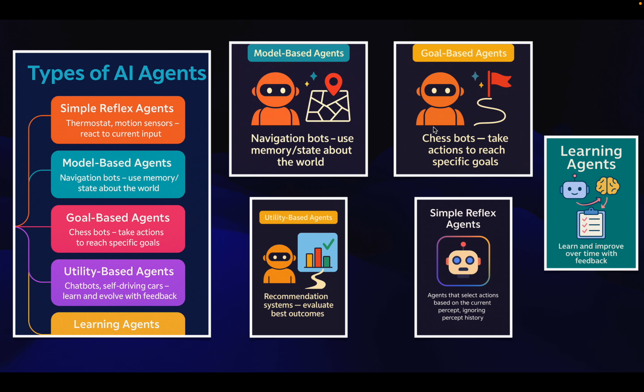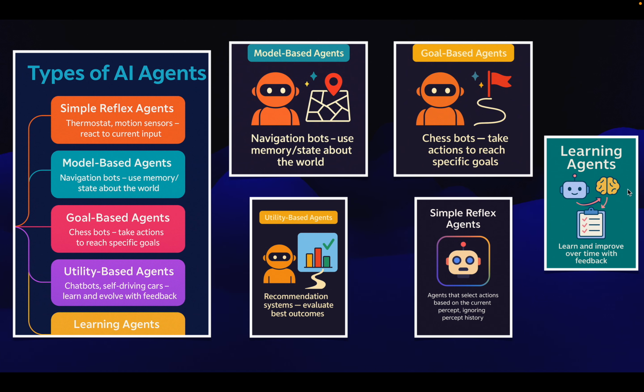We also have utility-based agents. They are not only about the goal, they evaluate which outcome is going to be the best among several options. For example, a recommendation system that chooses not just a product to show but the most relevant one based on behavior. With user feedback, scoring, and decision logic, the agent can act smarter over time.